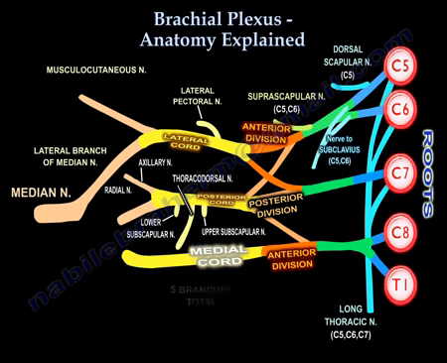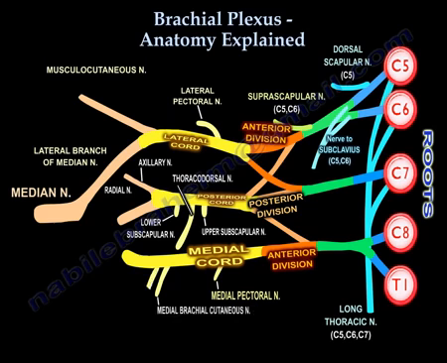The last one is the medial cord that gives 5 branches, 3 branches and 2 terminal branches. Just remember the medial cord, it's medial, it's ulnar. So if we have a lateral pectoral branch from the lateral cord, we have a medial pectoral branch from the medial cord. So that is the first branch from the medial cord, the medial pectoral, followed by the medial cutaneous nerve of the arm, followed by the medial antebrachial cutaneous nerve.